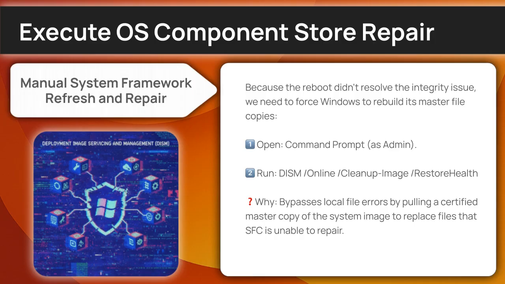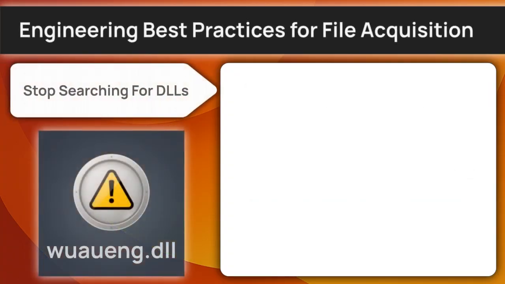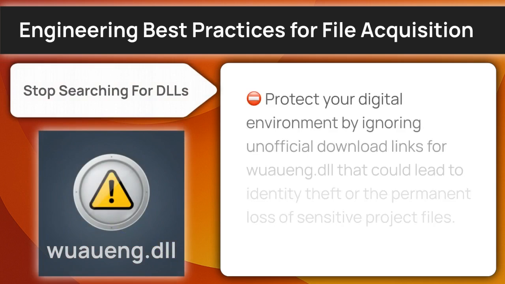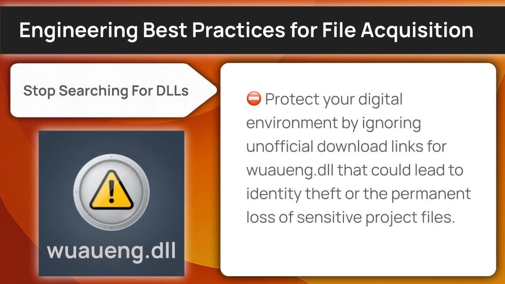Before we finish, let's go over the professional protocol for sourcing essential system libraries. Safety is paramount. Never attempt to replace the Wuaueng engine DLL with binaries found on unverified download portals that lack quality control and often distribute files incompatible with modern Windows security updates.